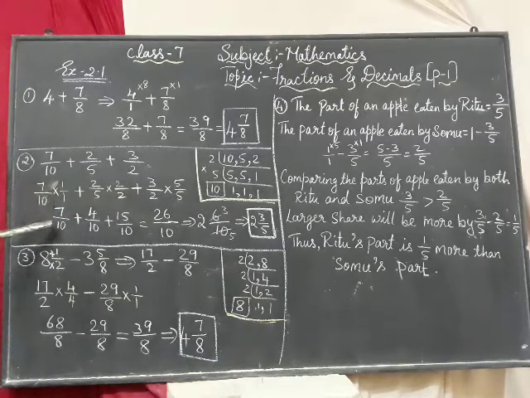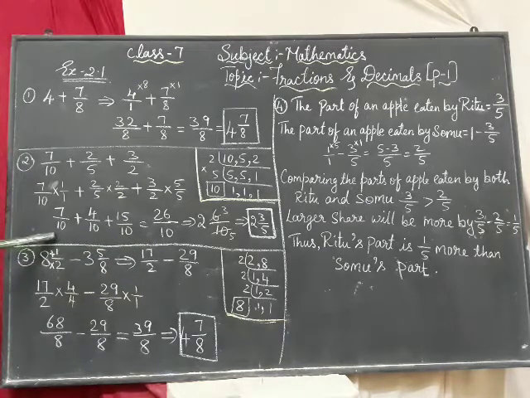7 ones are 7 and 7 by 10. For both you should multiply. Not only the numerator, but also the denominator. 2 2s are 4. 5 2s are 10. 3 5s are 15. 2 5s are 10. Now you keep the denominator as it is.